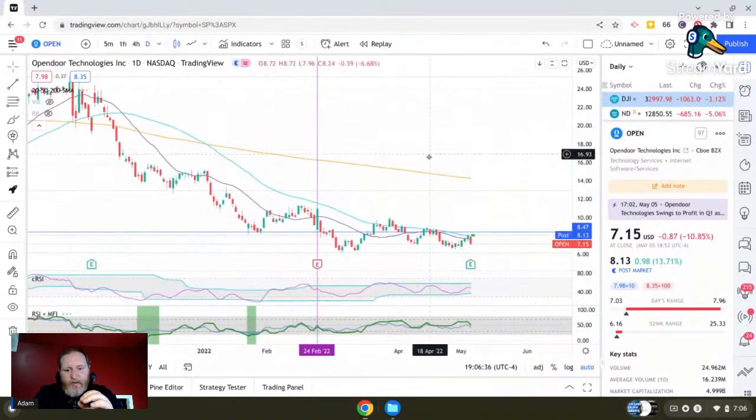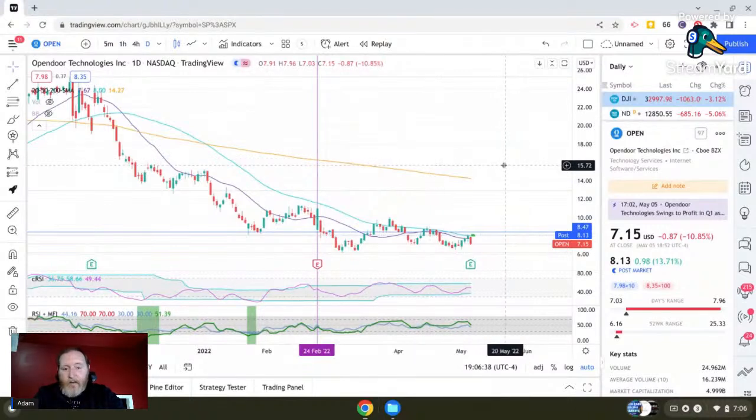Go back to the daily here. Absolutely incredible. Now, by comparison, Q1 adjusted EBITDA of 176 million soared from a loss of $2 million in the year ago period. Again, incredible gains for Open Door.